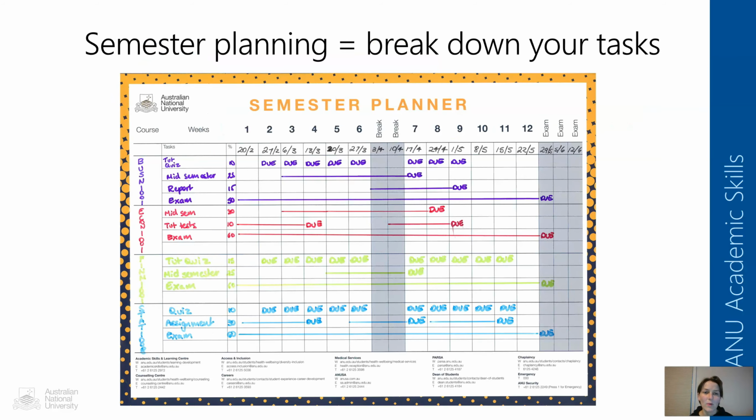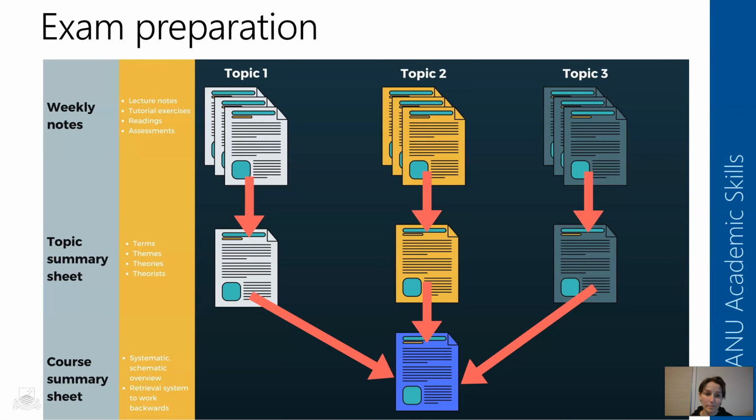And have a think about breaking down your tasks into smaller chunks to help you prepare ahead of time. So do up a bit of a plan as you head towards your exam period.